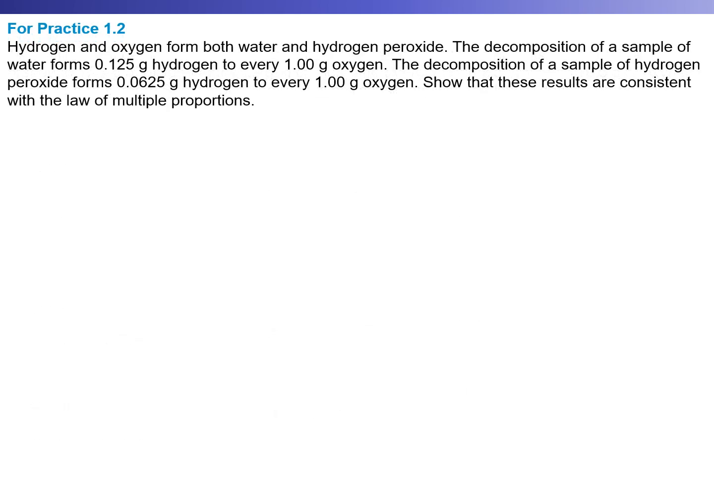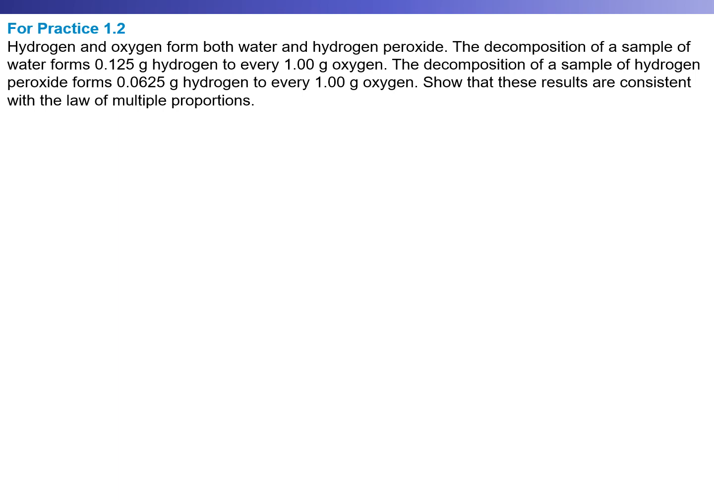Now in problem number 2, we're going to be breaking down two different compounds and comparing the mass of the hydrogen that we get from both of these. What we're applying here is the law of multiple proportions. We're basically proving that when we combine hydrogen and oxygen and form different compounds with it, we still have a ratio that is consistent between hydrogen and oxygen across these two compounds. The two compounds that we're going to look at are water and hydrogen peroxide.